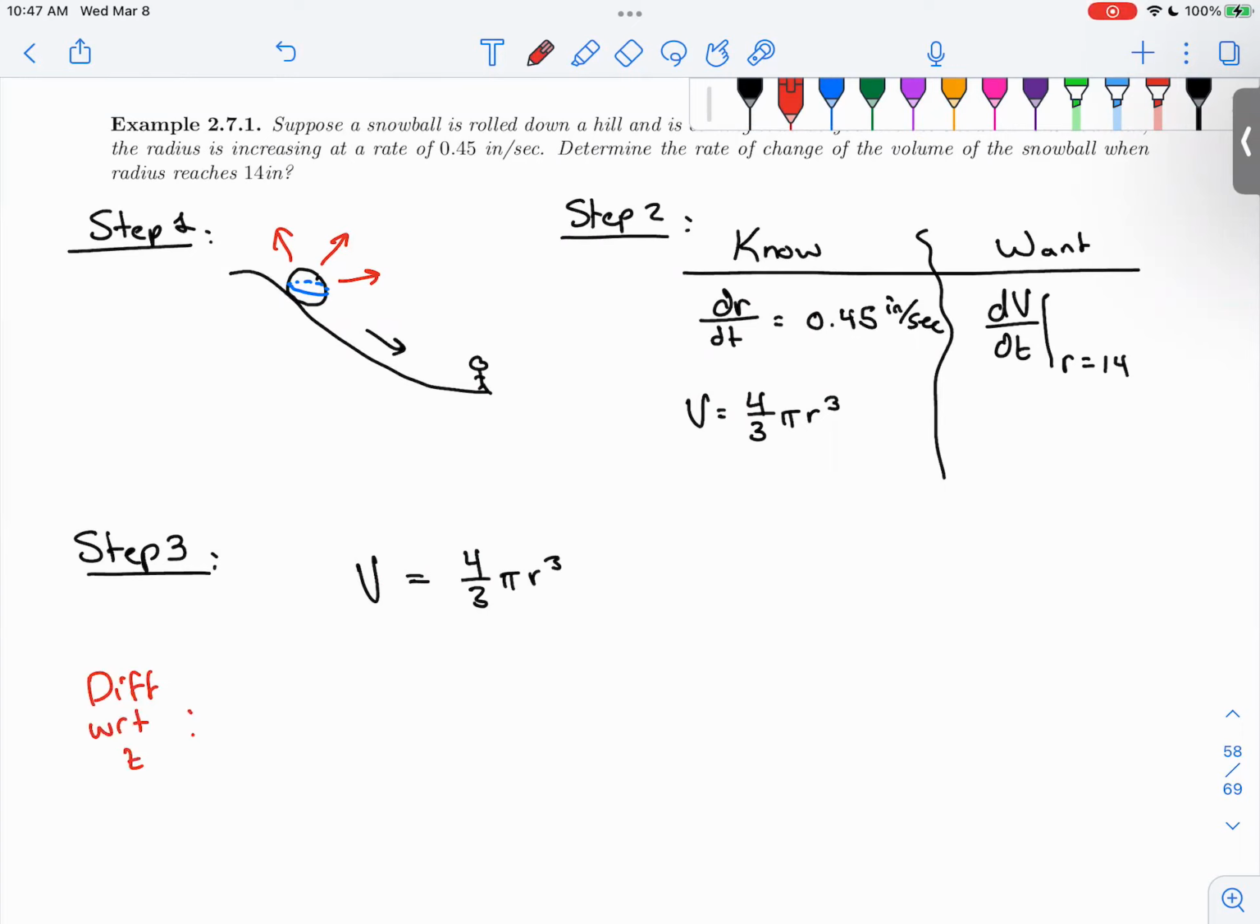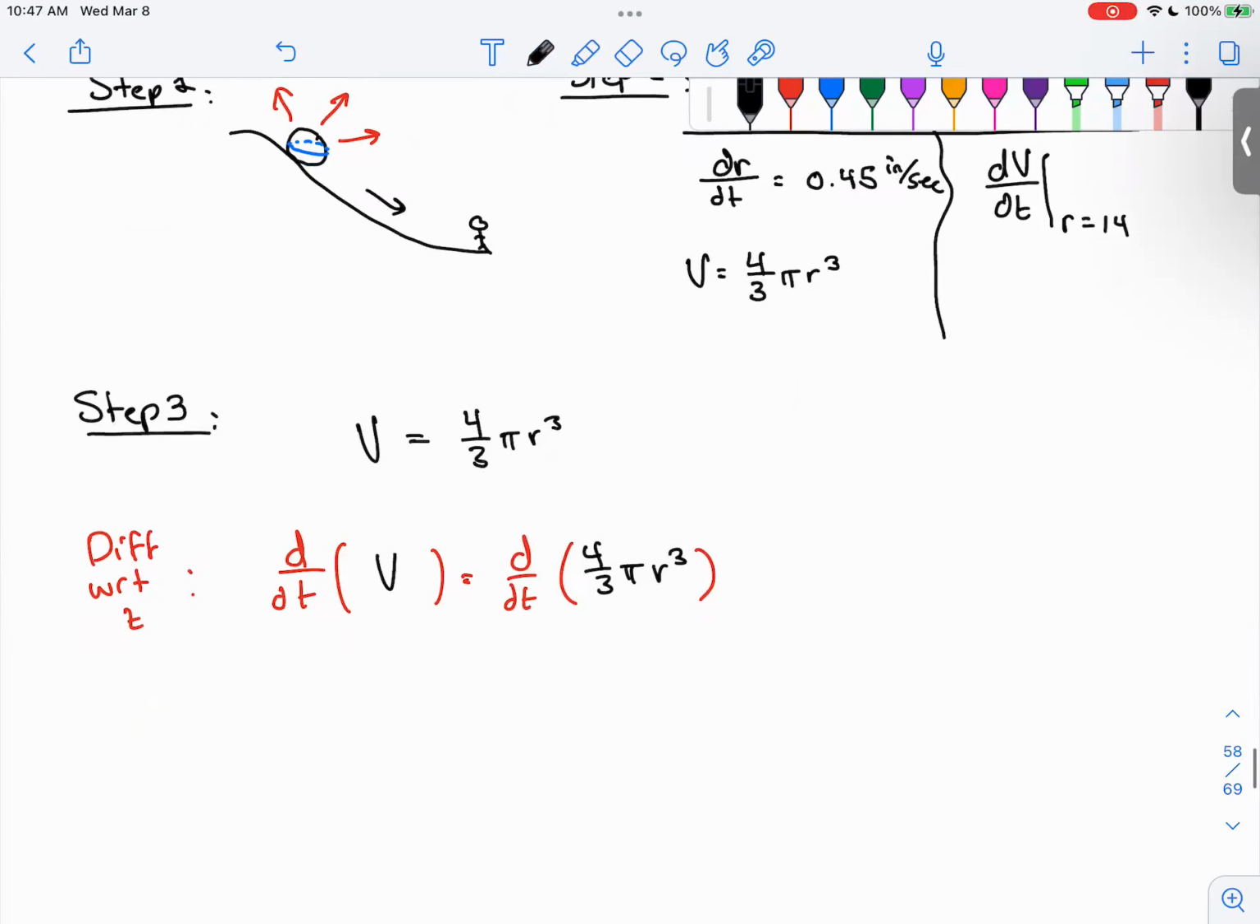So we're going to differentiate with respect to t. So if you differentiate, let's actually just write that down. d/dt of V equals d/dt of the right-hand side, 4/3 pi r cubed. So the derivative of V with respect to t, V is a function of time, so it should be dV/dt. Now I'm going to claim that the right-hand side is going to be 4 pi r squared dr/dt.